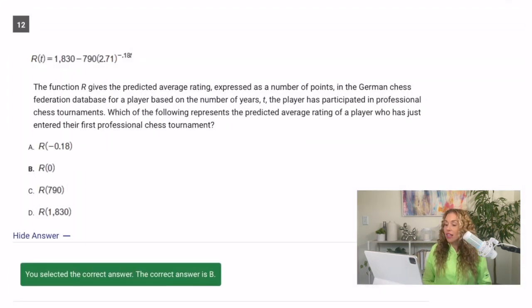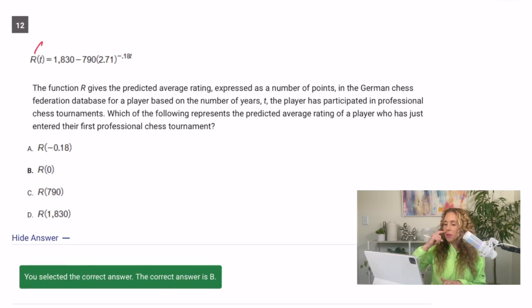All right, question 12. So when I get to a question like this, and I would suggest this for you guys too, you have a function that you should have never seen in your life before. And when you have a function and then you have a bunch of English underneath, it's hard to synthesize information coming from two different sources. So I would recommend you just annotate directly on the function so that you can see what's going on quickly. So I'm going to make a little note. What is R? R is the predicted average rating expressed as number of points. Okay, so it's the average rating in points.